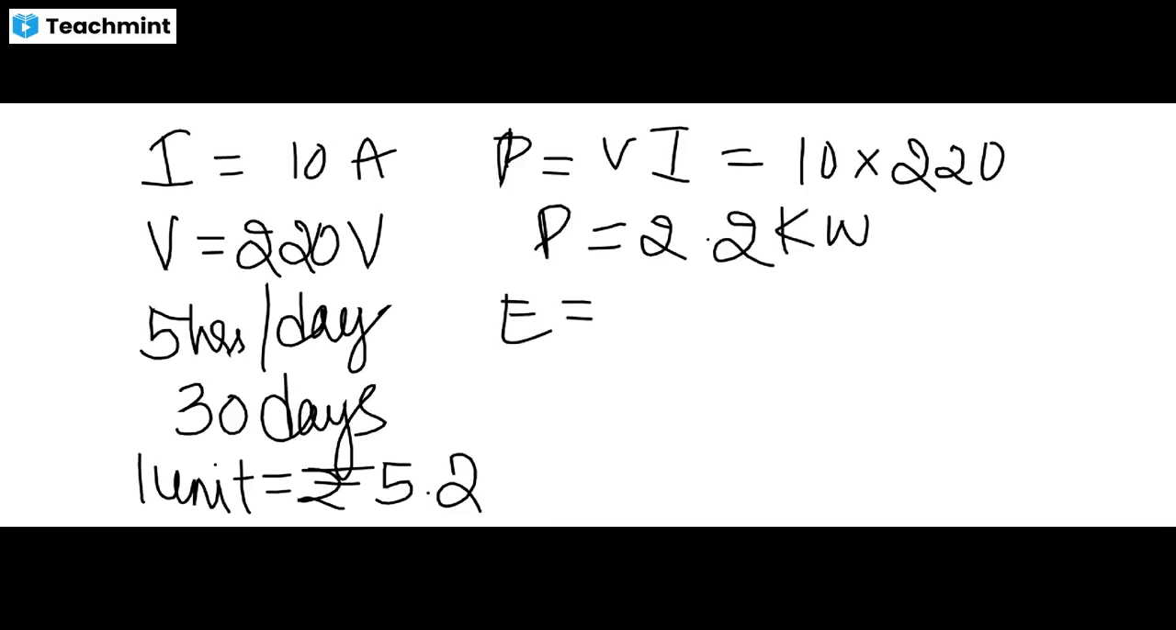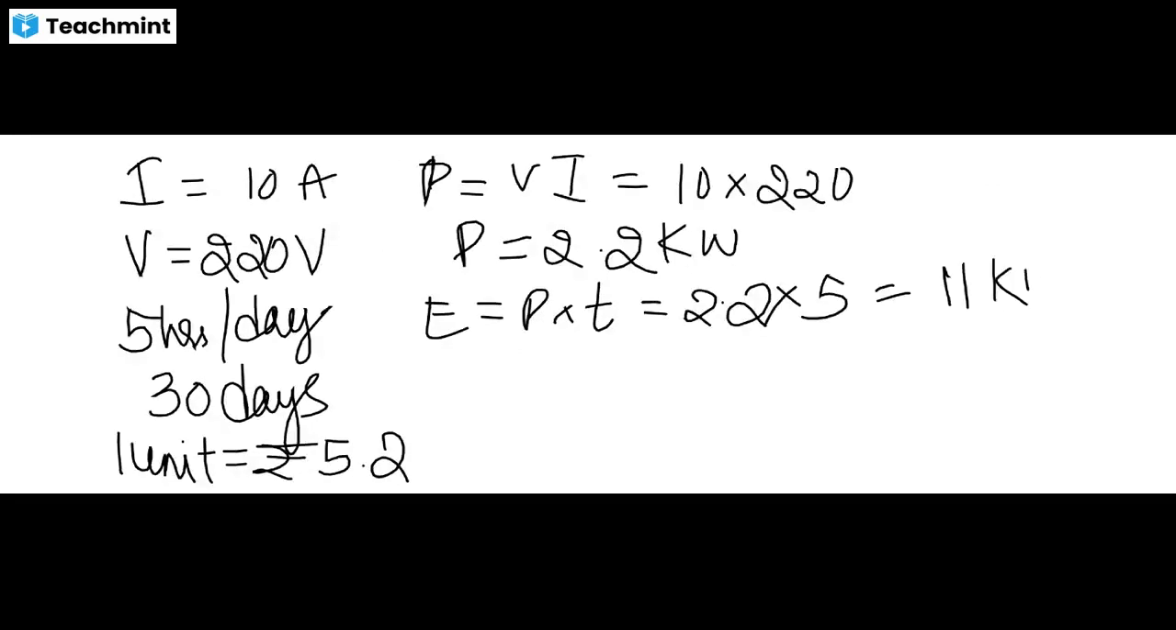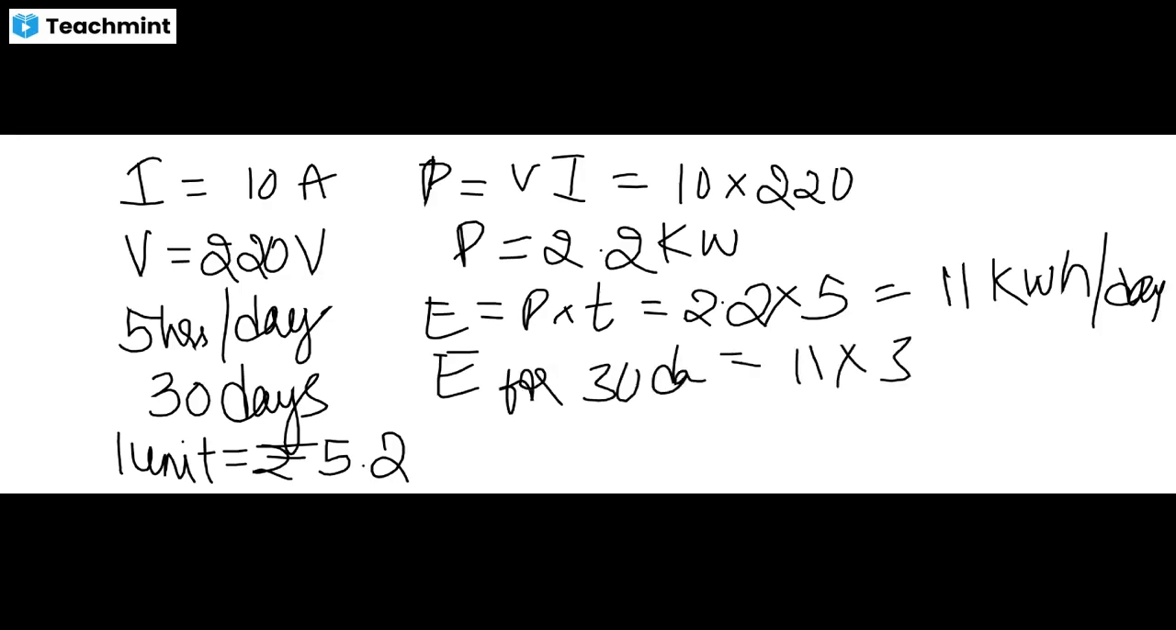Now energy, you should calculate P into T. So that is 2.2 into time, given as 5 hours a day. 2.2 into 5 is equal to 11 kilowatt hour. This is per day, 11 kilowatt hour per day. They have asked here for 30 days. Energy consumed for 30 days is 11 into 30, which equals 330 kilowatt hour.